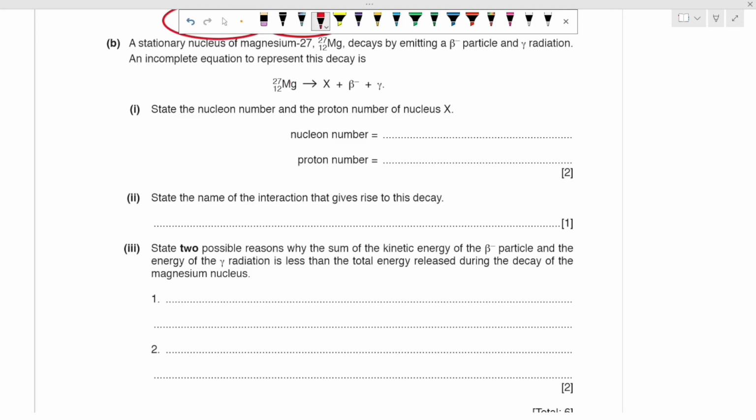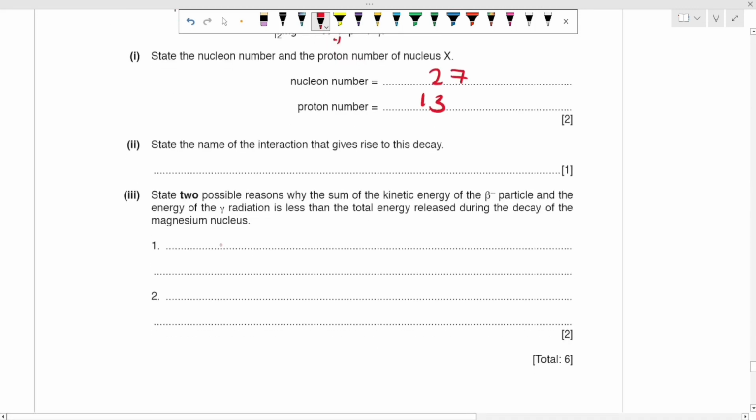and a complete equation is shown. State the nucleon number and the proton number of nucleus X. The nucleon number doesn't change during beta negative decay, so it's just going to be 27. The proton number, however, since beta is negative 1, and beta negative means that a neutron is actually turned into a proton, you're going to have one more proton, so you're going to have 13 protons.